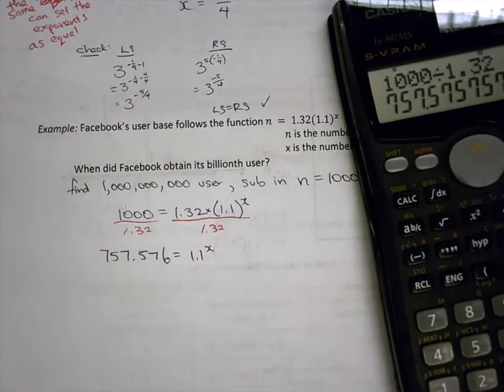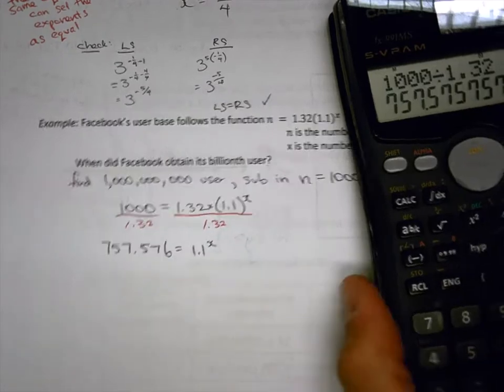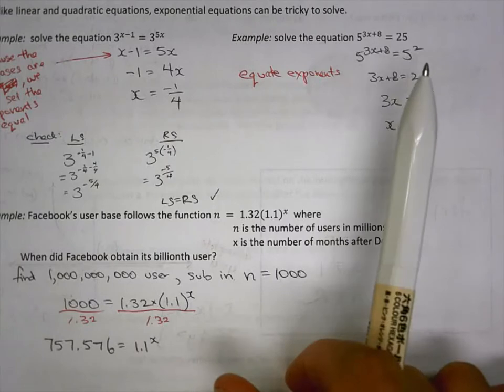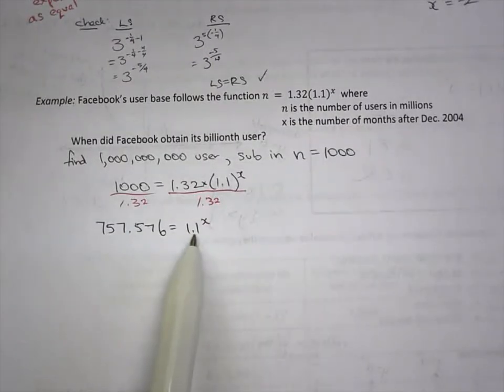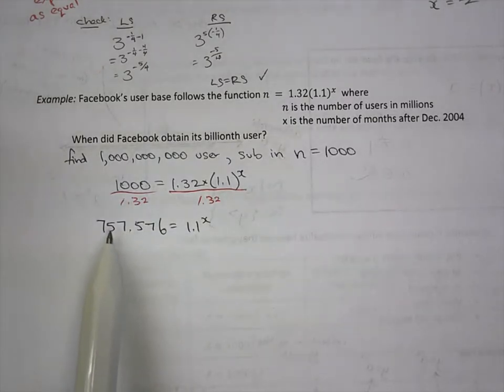Okay, so now I have a problem. I want to figure out what x is. I had a strategy to do it up here, but it only works if I can make the bases the same. And I have no idea how to make 1.1 to the power of what gives me 757. So there's a few issues here. There's a few possibilities for solving.